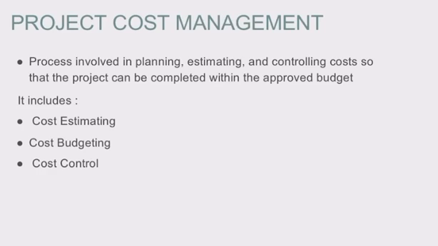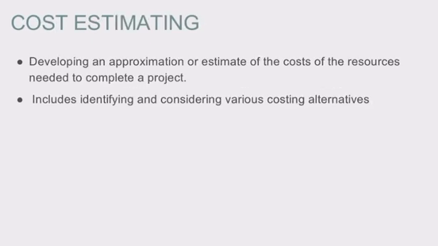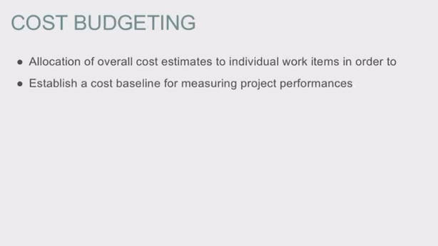Project cost management involves the processes of planning, estimating and controlling the cost so that the project can be completed within the approved budget. It includes cost estimating, cost budgeting and cost control. Cost estimating involves developing an approximation or estimate of the cost of resources that are needed to complete a project. It includes identifying and considering various costing alternatives.